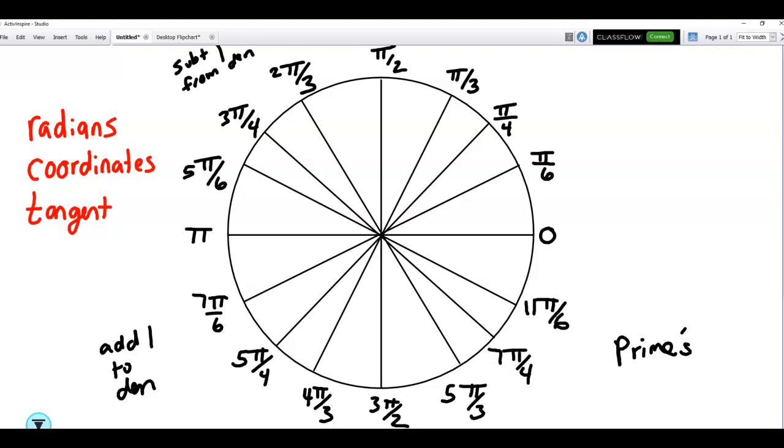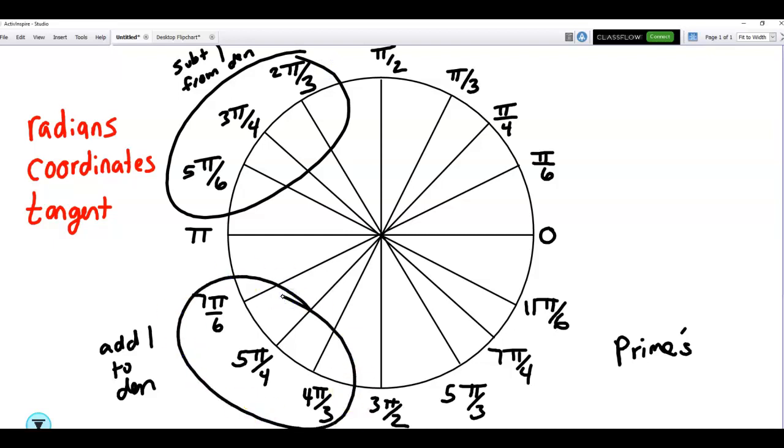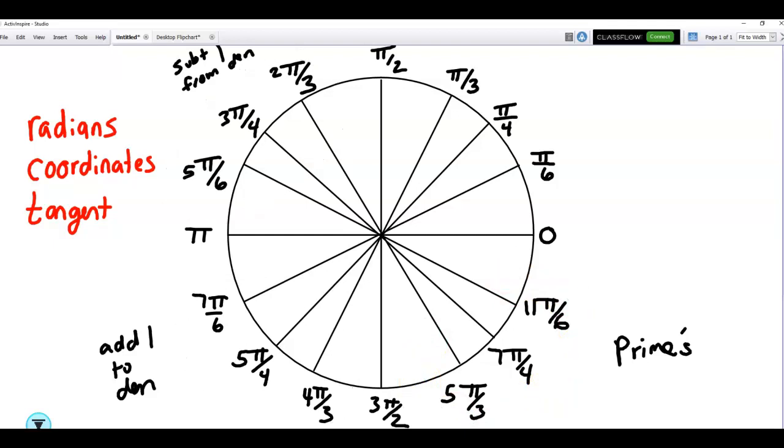The denominators you can get because of the symmetry. But the numerators, these numerators are subtract 1 from the denominator. These ones are add 1 to the denominator. These ones are primes. Now, I didn't give you any cool memory tricks for these guys. But those ones people tend to remember pretty well anyway. But there you go. So that's the radians.